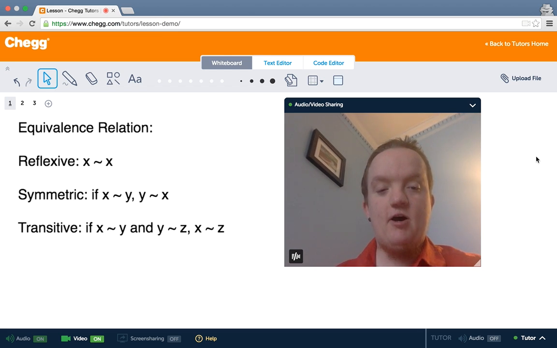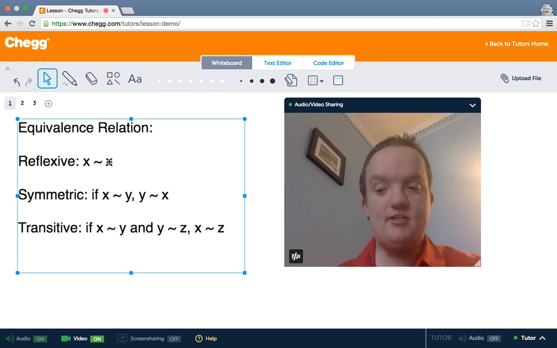Today I want to talk to you about something in set theory, the relationship between equivalence relations and partitions of a set. An equivalence relation is a relation that is reflexive. In other words, x is related to x. It's symmetric. In other words, if x is related to y, y is related to x. And it's transitive. If x is related to y and y is related to z, then x is related to z.